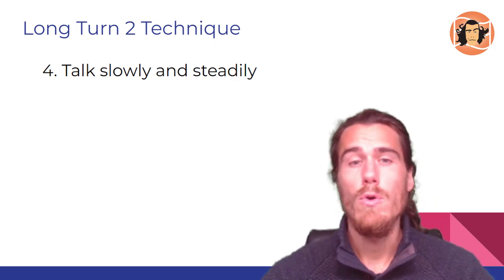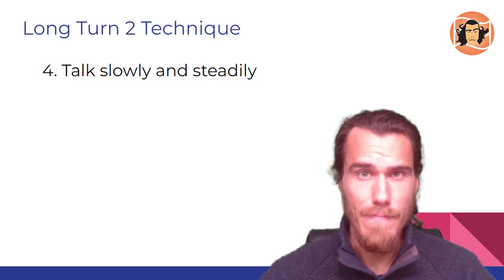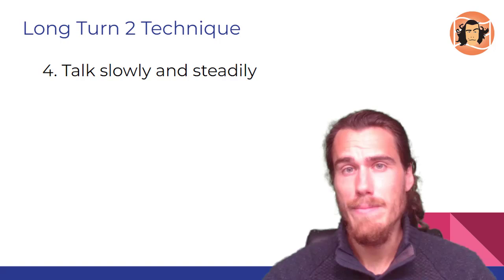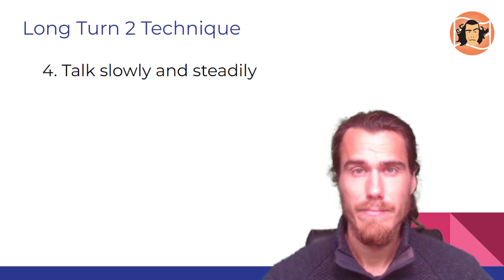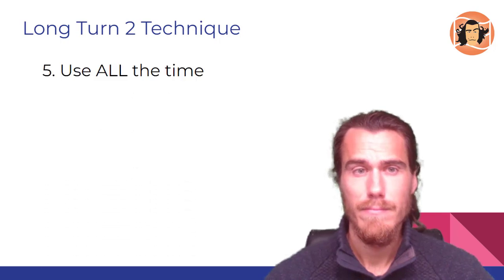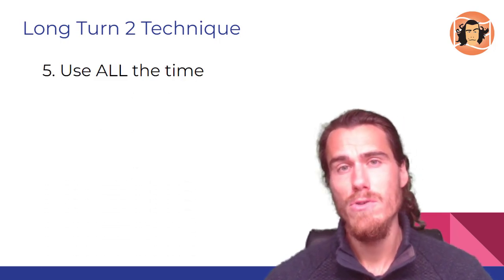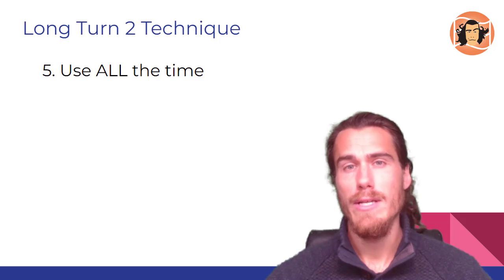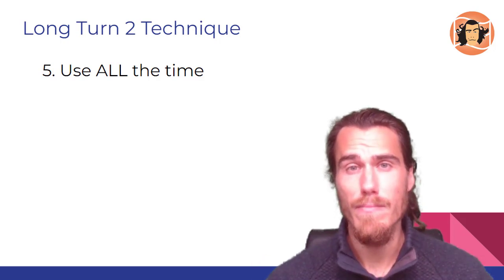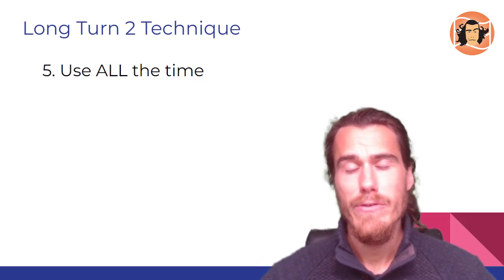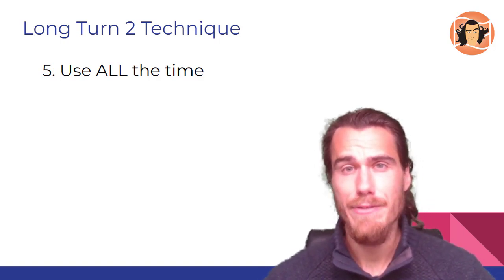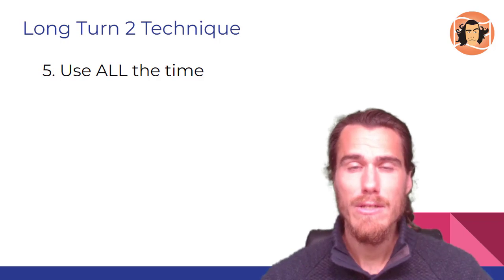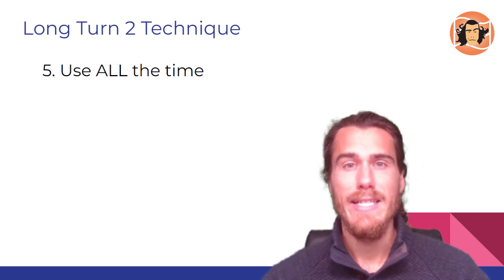Step 4 is to talk slowly and steadily, similar to how I'm speaking in these video lessons. And step 5 is to use all the time. Try to speak for 1 minute completely. If you struggle to think of things to say and you still have time left, you should ask yourself in your head, why? Why did I say that?